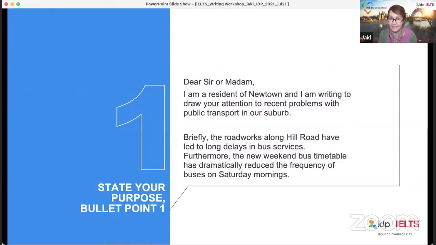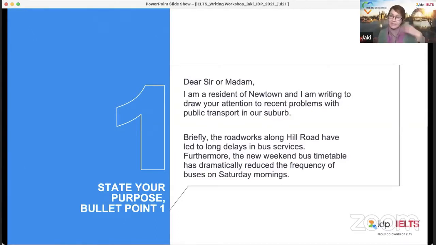Next paragraph, we look at the first bullet point, the problems. Remember there were 2 problems? So it's nice to introduce your problems with a linking word. Can you spot the 2 linking words? Can you write those in the chat? What are the linking words? So briefly, roadworks have led to long delays. Furthermore, new weekend bus timetable has dramatically reduced the frequency. So what are our linkers here? Furthermore, yeah, and of course, briefly is the first one. Briefly and furthermore.